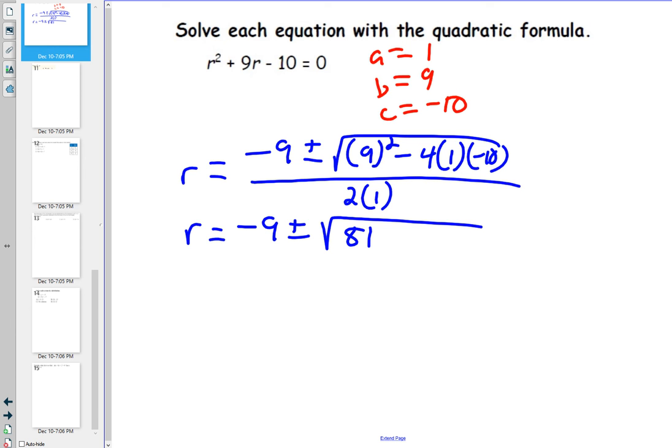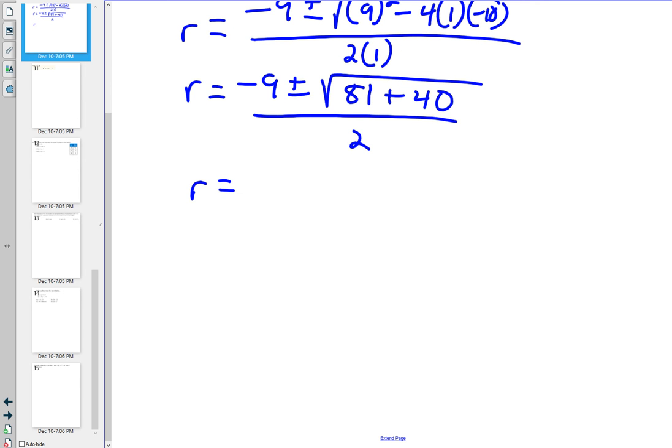How many negatives come after the... Yeah, it makes it positive. 42. What's the square root of 121?